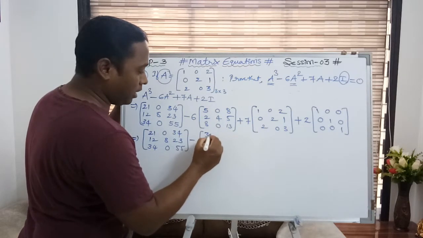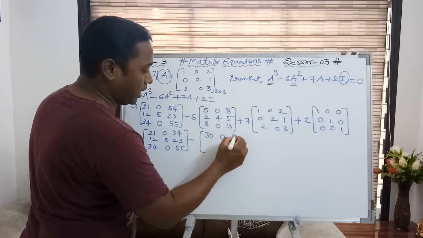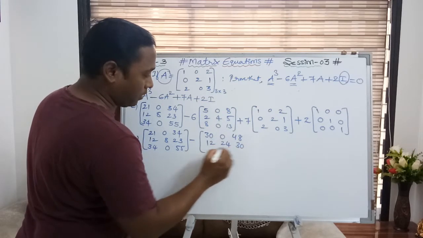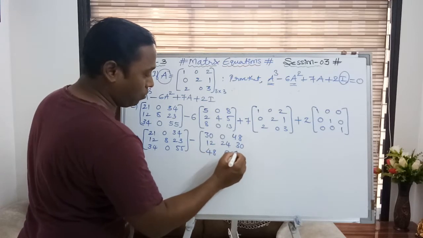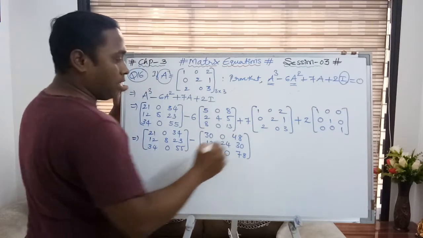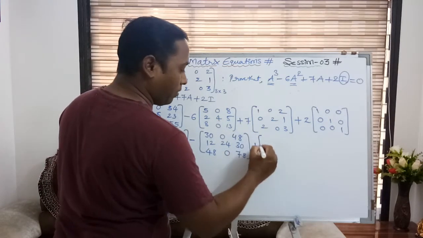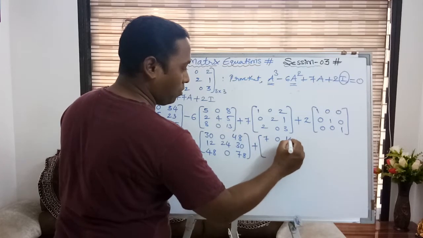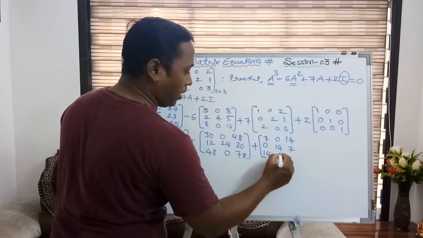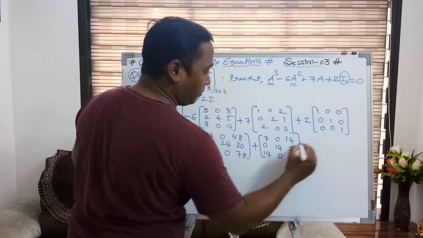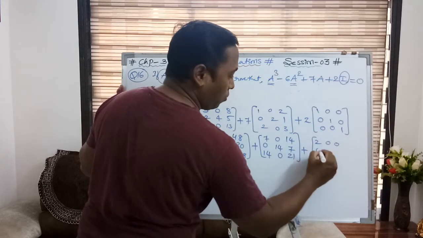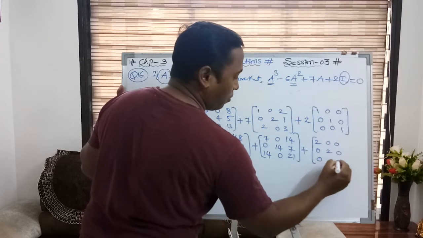6 5s are 30, 6 zeros are 0, 6 8s are 48, 6 2s are 12, 24, 30, 6 8s are 48, 0, 13 6s are 78. And then this matrix is multiplied by 7. So 7 0 14 0 14 7 14 0 21, and this identity matrix is multiplied by 2. So it will be 2 0 0 0 2 0 0 0 2.